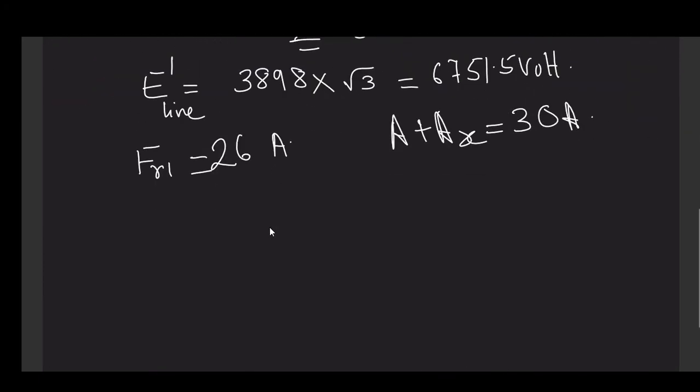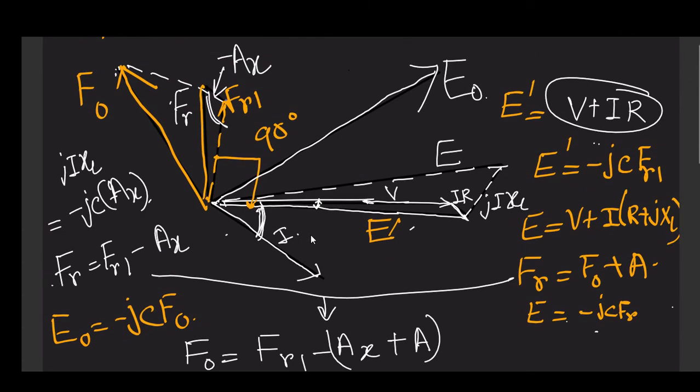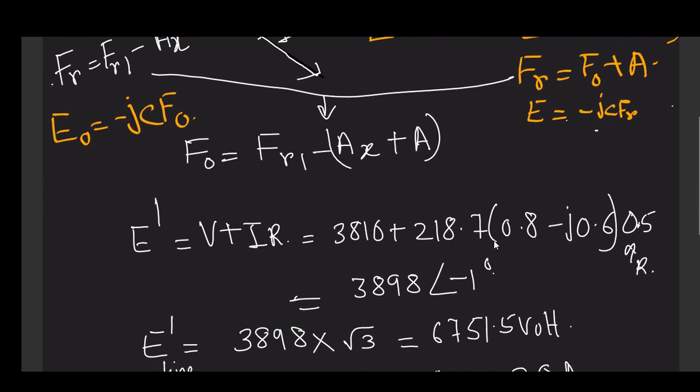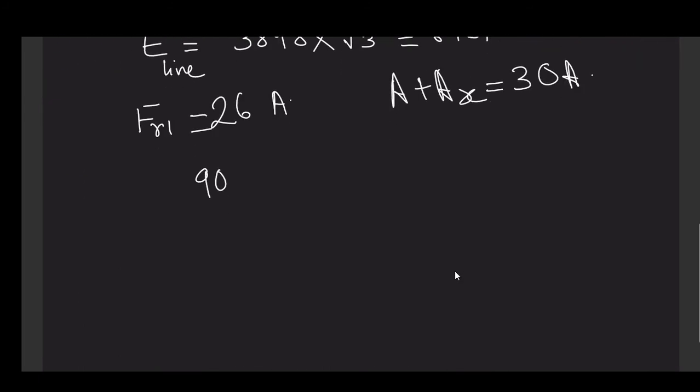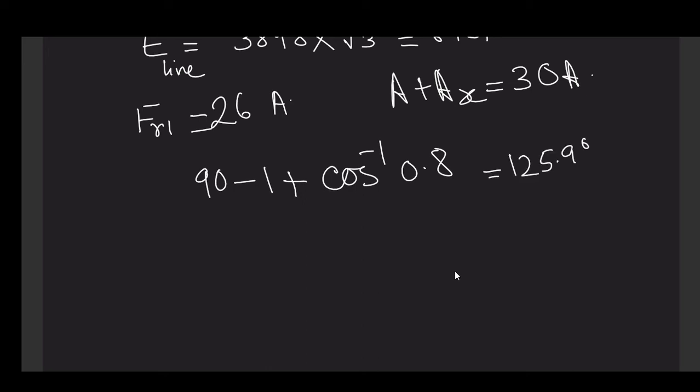So we will have 90. What was the angle between V and E dash? Yes, minus 1. So 90 minus 1 plus cos inverse 0.8. This gives us 125.9 degree.